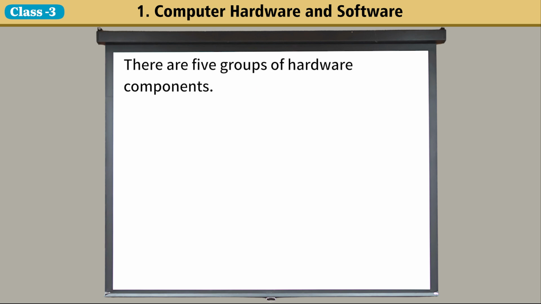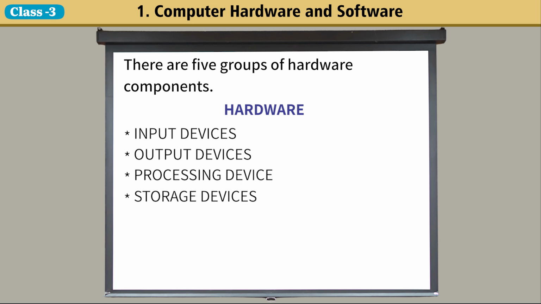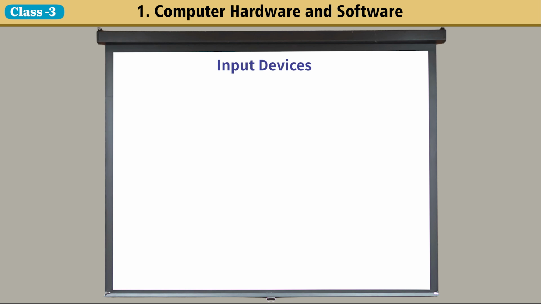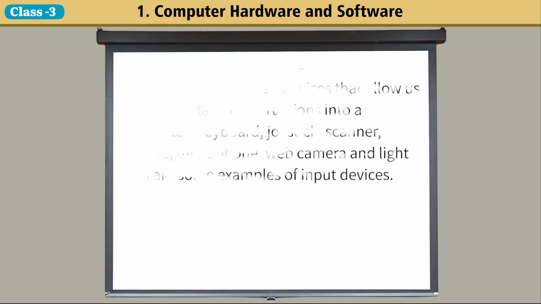There are 5 groups of hardware components: Input devices, Output devices, Processing device, Storage devices, Hybrid devices. Input devices. Input devices are those devices that allow us to enter data and instructions into a computer. Keyboard, joystick, scanner, mouse, microphone, web camera and light pen are some examples of input devices.